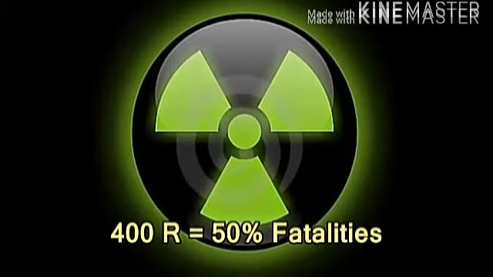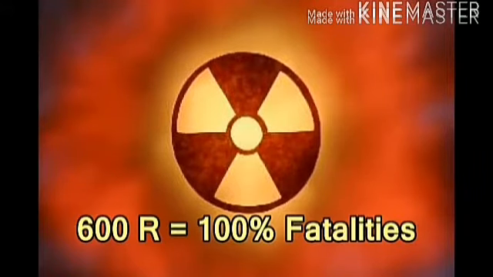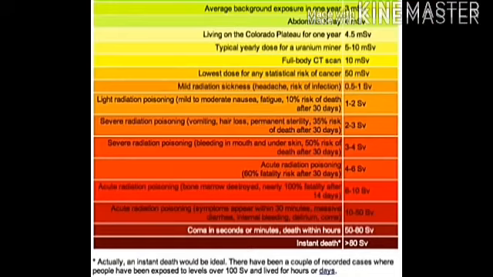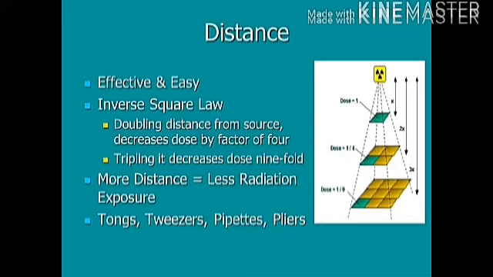Suppose the radiation exposure is more than 600 roentgen, that leads to death. Then prevention measures in radioactivity.